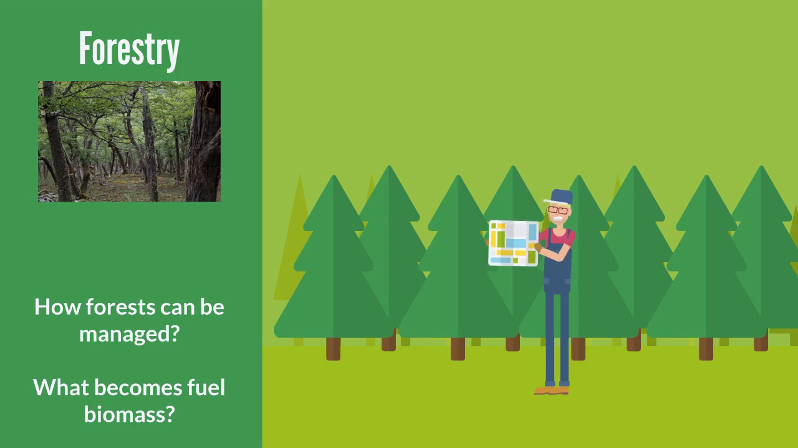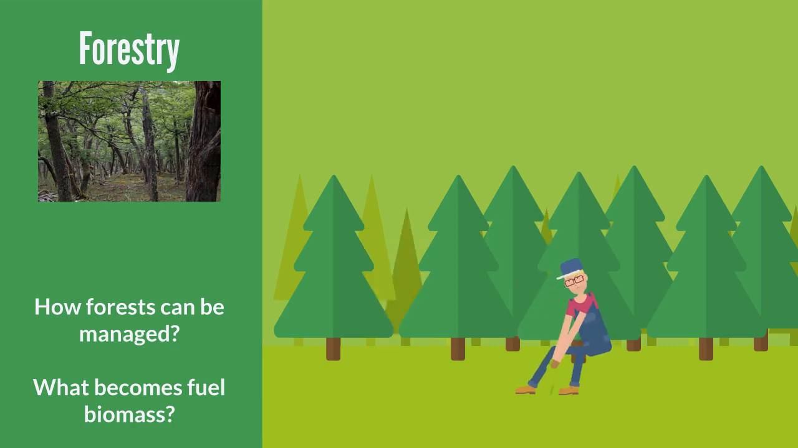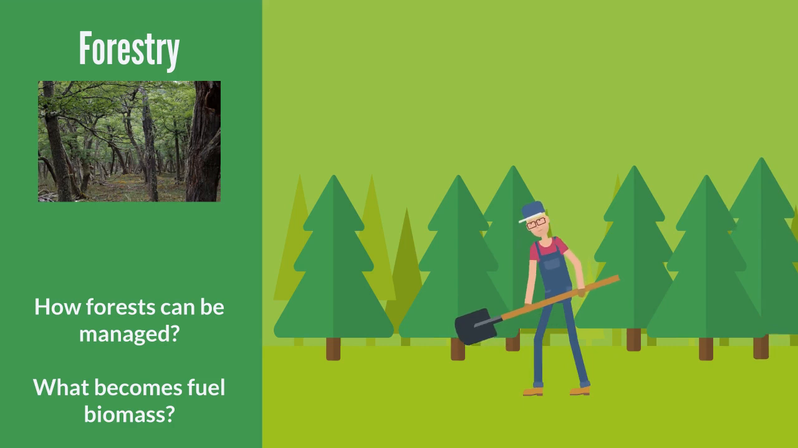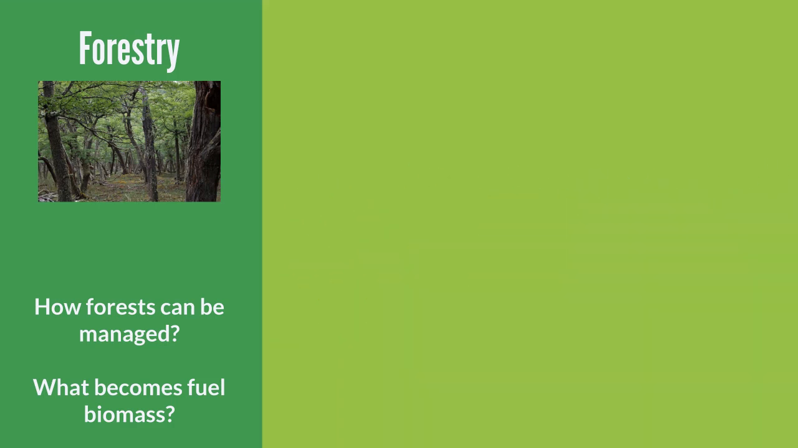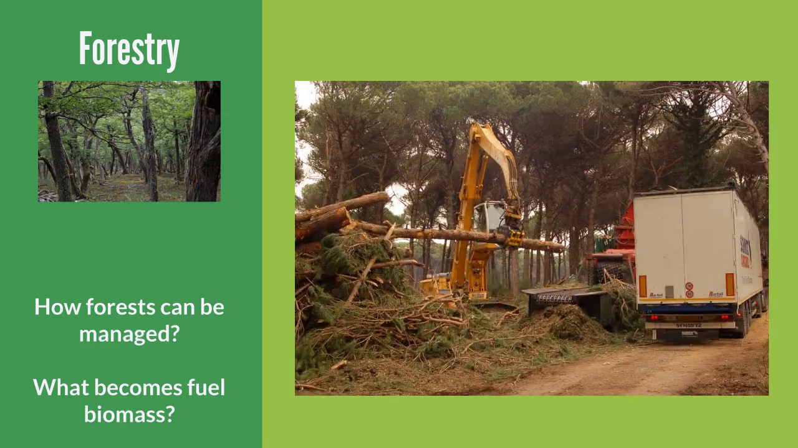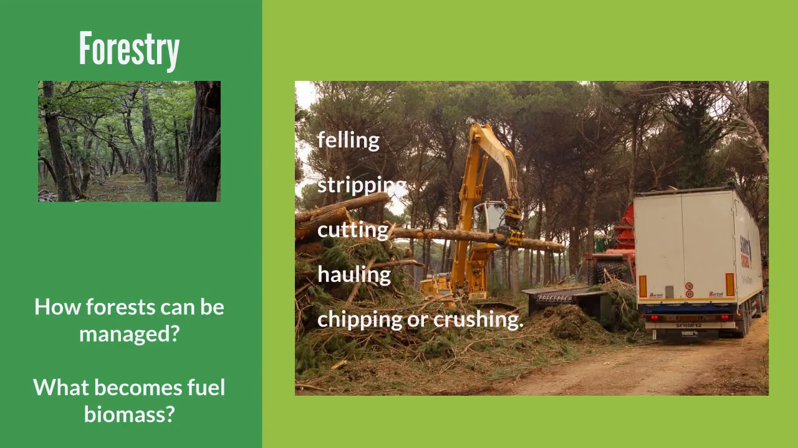Forest thinning is a forestry technique that allows a healthy management that can maximize not only the production of wood but also the absorption of carbon dioxide. Main products are trunks and residues like tips and branches. The quality of the biomass depends on what parts of the tree are used to produce it. Harvesting operations include felling, stripping, cutting, hauling, and chipping or crushing.